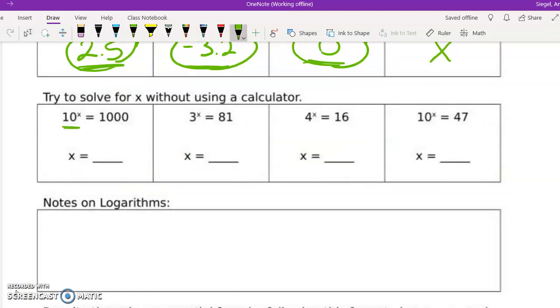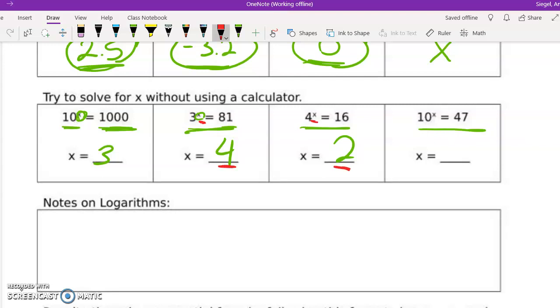So let's go back to something that we're familiar with. I want you to take each of these problems and see if you can figure out what the exponent is. Like, 10 to what power equals 1,000? 3 to what power equals 81? Try to play around with those numbers, and we'll come back and see what you got. Okay, so hopefully you got 10 to the third power is 1,000, 3 to the fourth power is 81, and 4 to the second power is 16.